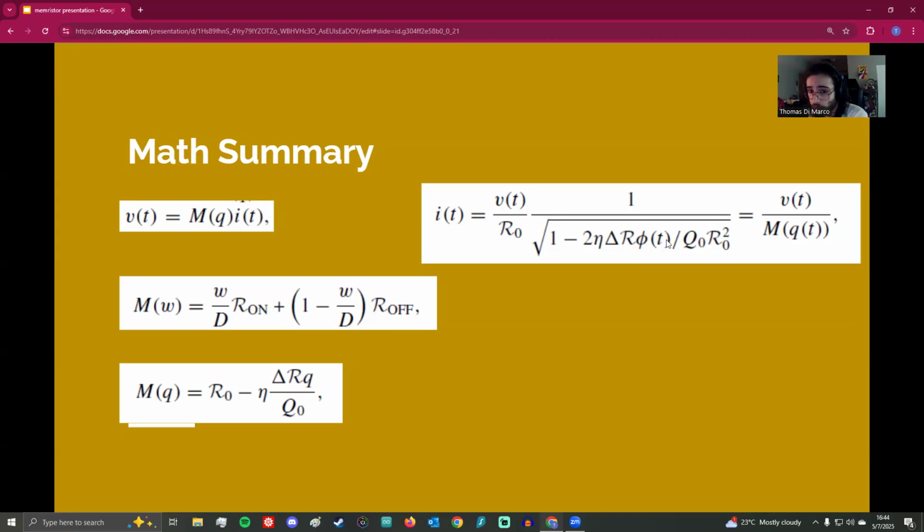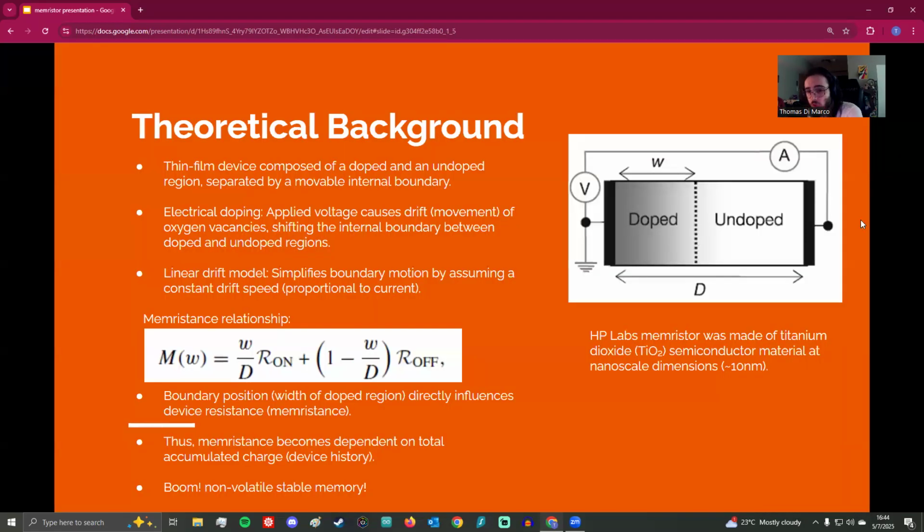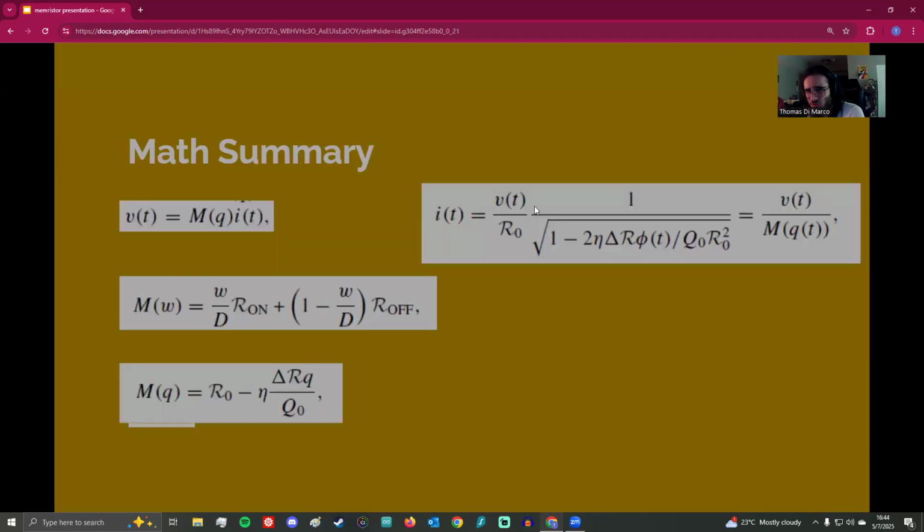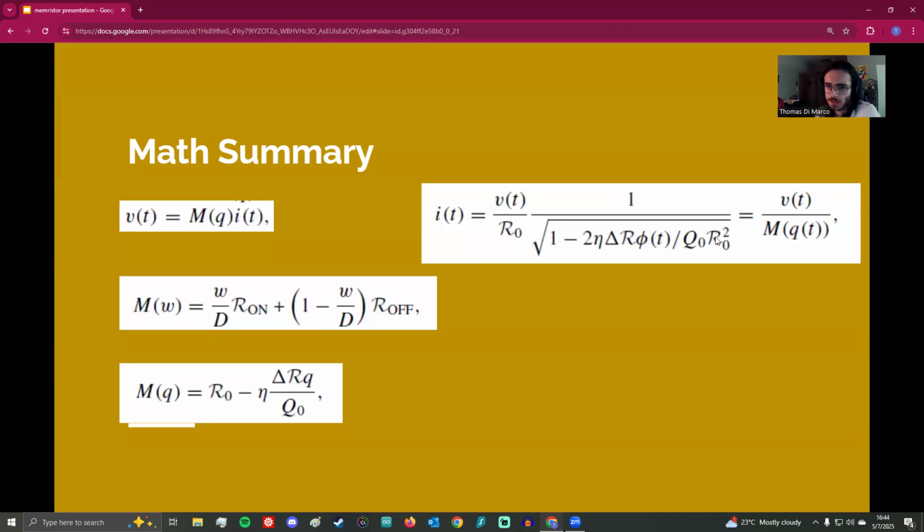Phi of t is the magnetic flux that's given by integrating voltage. Q naught is, again, just a constant number. It's the charge needed to move the boundary by delta D, delta X, but just a little bit. And it's just a number, like 0.01 coulombs, something like that. And R naught, again, is just a collective of a bunch of other terms. So we do that and we get the hysteresis. Yeah, I wanted to explain all the variables.